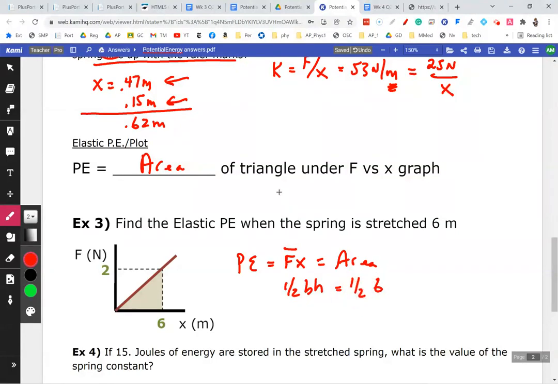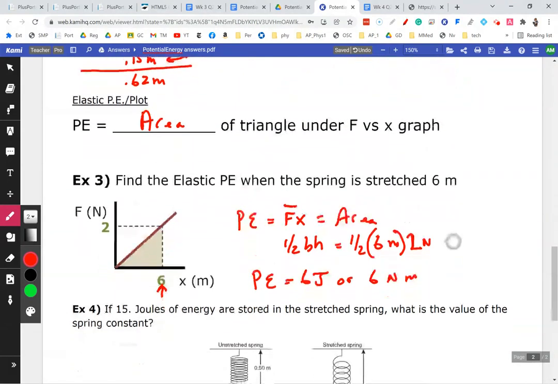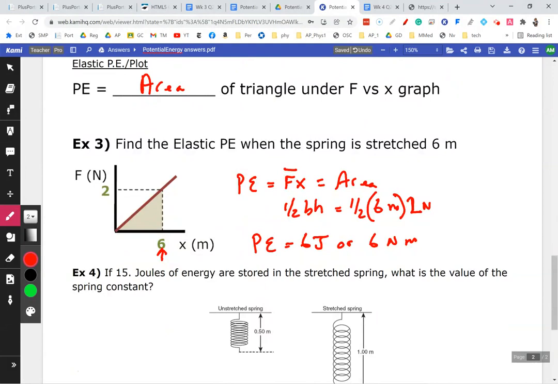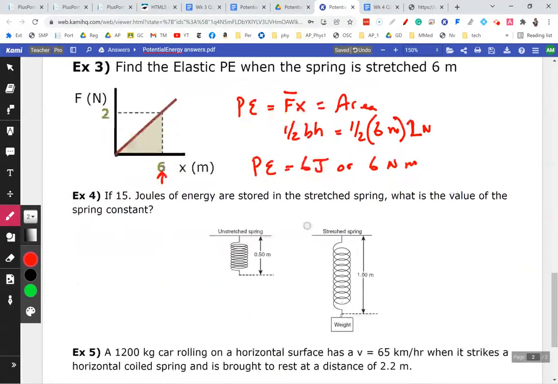1/2 base is 6 meters. Substitute with units, and the height is 2 newtons. And that turns out to be the potential energy stored in that spring at that stretch of 6. 1/2 of 6 is 3, so 6 joules, or 6 newtons times a meter. Let me see if I've got the significant digits. Well, all right, they've got one significant digit in the picture. Okay, 15 joules of energy stored in a stretched spring.